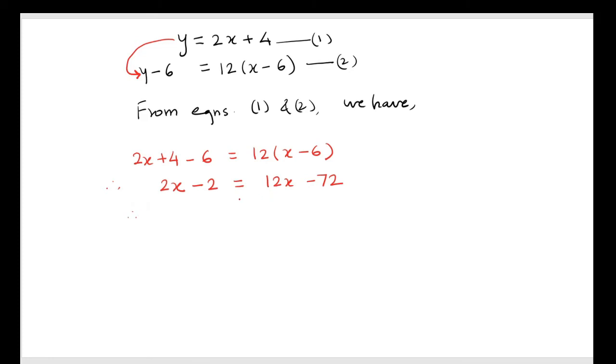Let me bring this 12x to the left hand side. So it becomes 2x minus 12x is equal to minus 72. Shifting minus 2 to the RHS, it becomes plus 2. Therefore, 2x minus 12x is minus 10x is equal to minus 70. If we divide this throughout by minus 10, we will get x equal to minus 70 divided by minus 10, which is 7. Here we are getting the value of x, and this is our numerator.